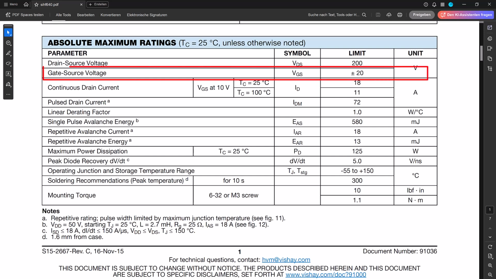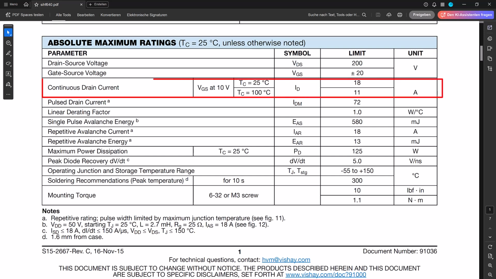VGS equals 20 volts. Gate voltage must never exceed 20 volts. Why? Because the gate oxide is thin, a few nanometers. Push it past this limit and you punch through the dielectric. The transistor becomes a smoking resistor.